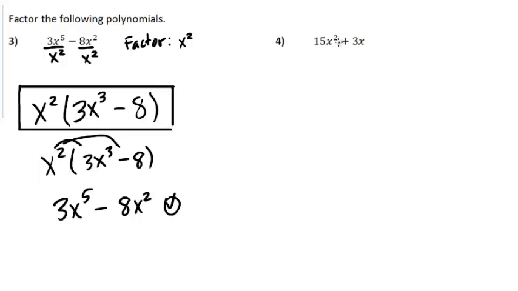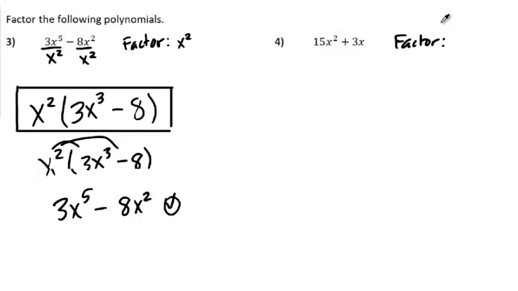Alright, for number 4, let's try and find our factor. So we have to look at our numbers. What is the biggest number that is in common, or that goes into both of these terms? So that goes into 15 and 3. Well, 3 goes into 3. Does 3 go into 15? And it so happens that it does. It goes in 5 different times.